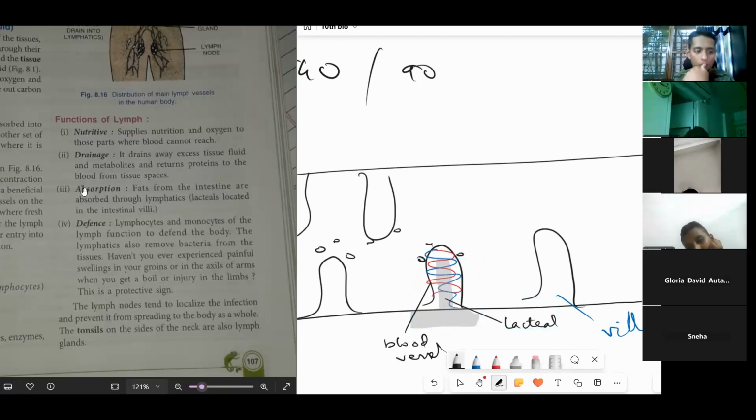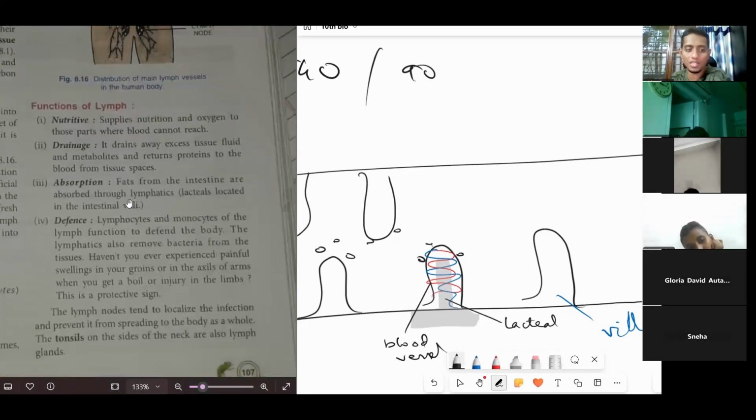So if you see absorption, the third point: fats from the intestines are absorbed through lymphatics. Lymphatics are lacteals located in the intestinal villi. You understand what's written here now? Lacteals are these things, part of the lymphatic system, which is present inside this villi. And the purpose of the lacteal is to absorb fats. So that is another function of the lymph, absorption of fats.